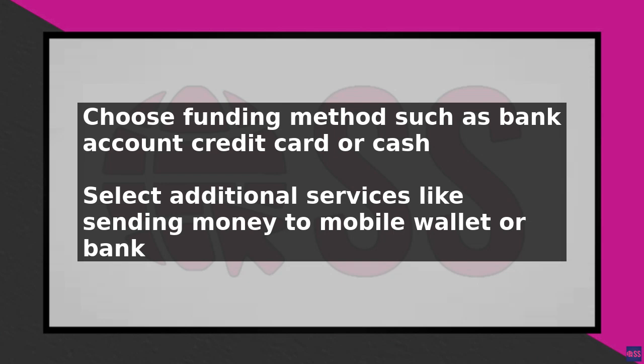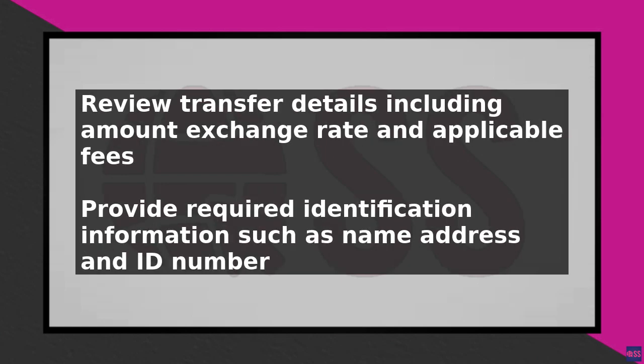Review the transfer details, including the amount of money being sent, the exchange rate, and any applicable fees. Make sure all the information is correct before confirming the transaction. Once you have confirmed the transaction, Western Union will provide you with a tracking number, also known as a money transfer control number. Share this number with the recipient, as they will need it to pick up the money.